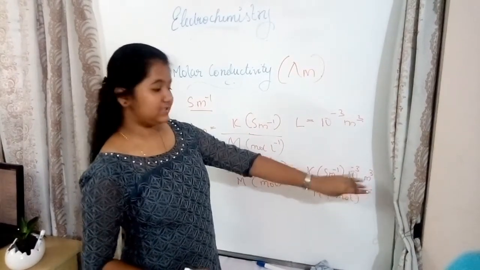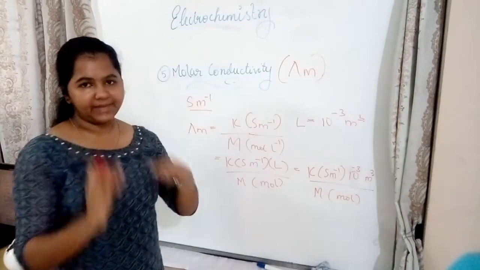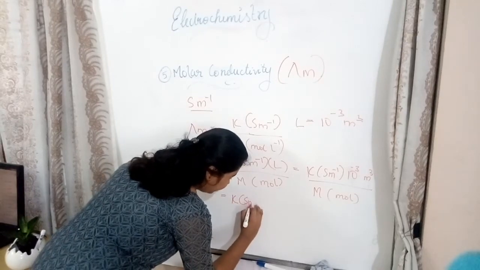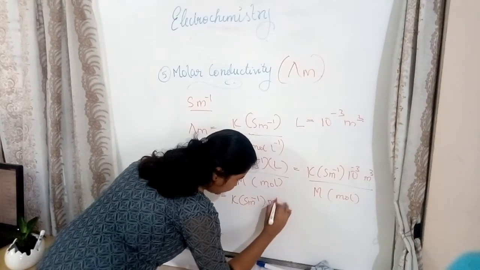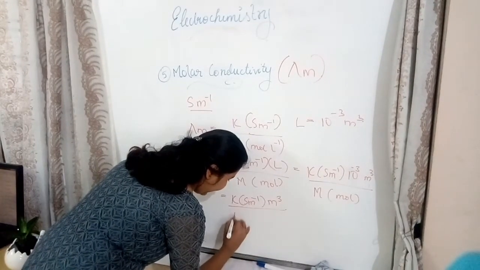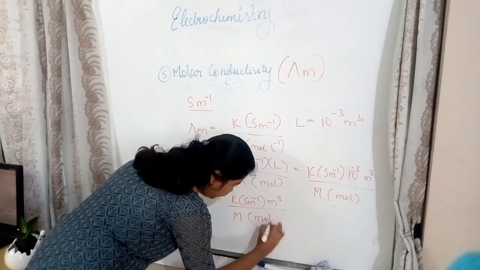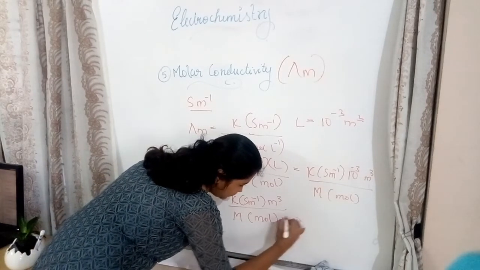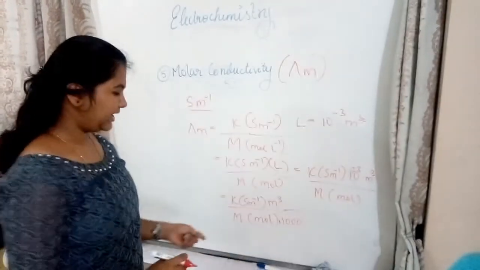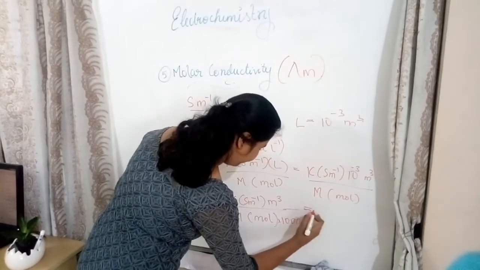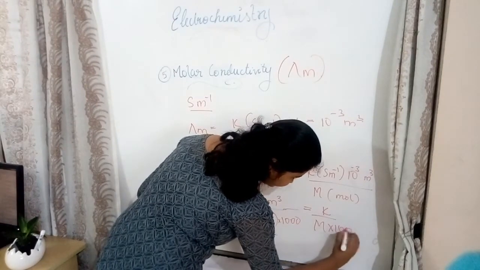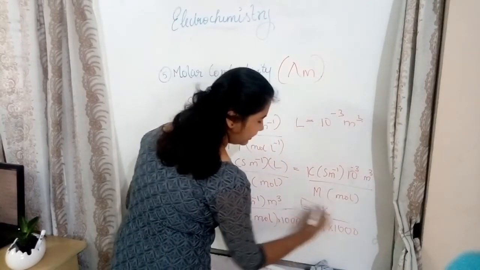Now we can put it down. This 10 raised to minus 3 is 1 by 1000, so we write kappa Siemens meter inverse into meter cube. Now this 10 raised to 3 is going down, so meter cube divided by M, that is mole, into 1000. This is our equation. In simplified form, it is kappa by M into 1000.